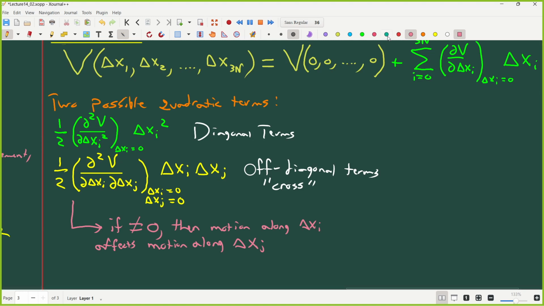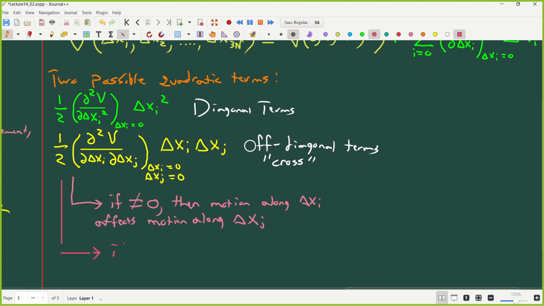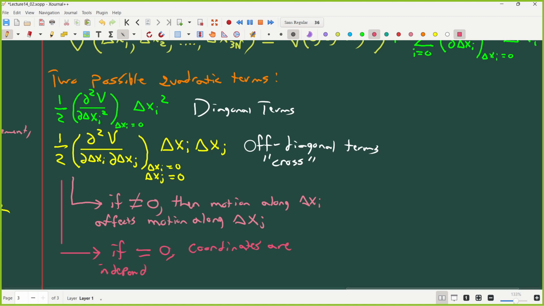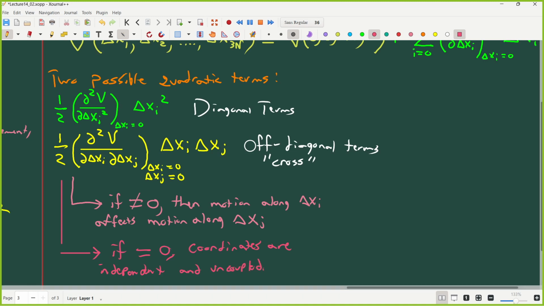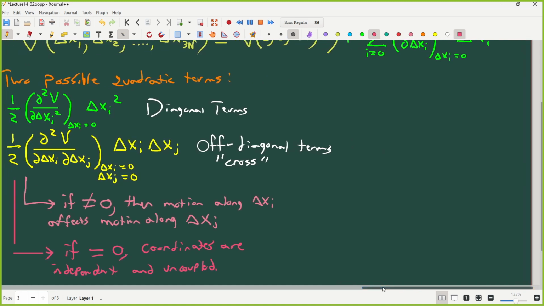Let me just write that down. If these are equal to 0, the coordinates are independent and uncoupled. All right, so our goal is to choose a set of coordinates for our system where all the cross terms go away. How we do that, we're not sure yet.